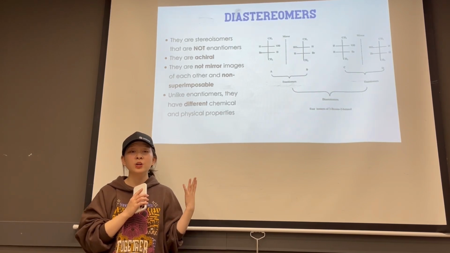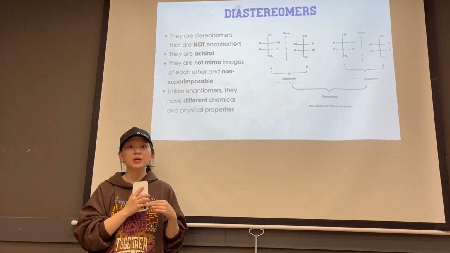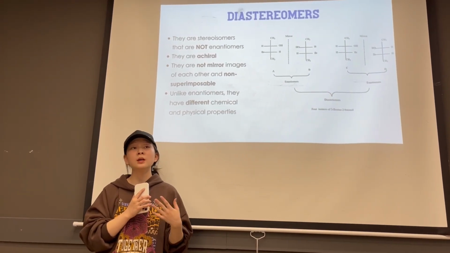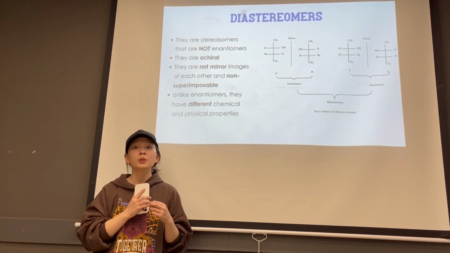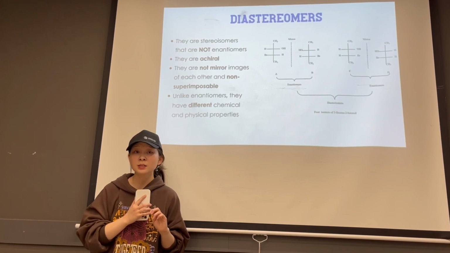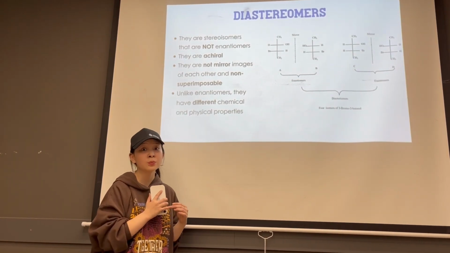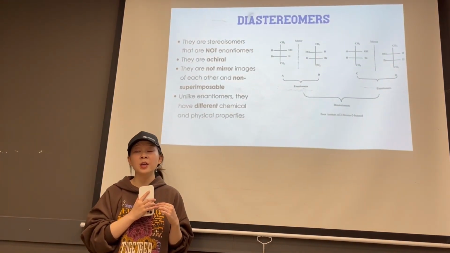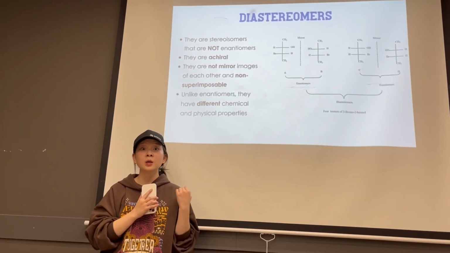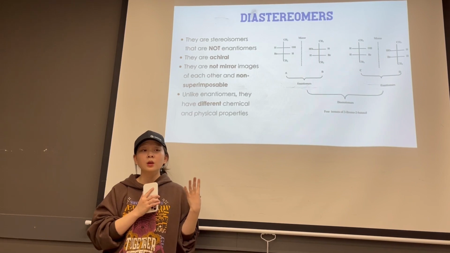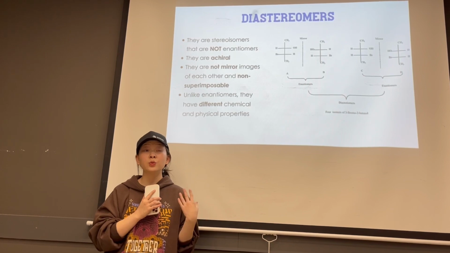Let's move on to diastereomers. They are not mirror images of each other, and also they are not superimposable. This means that they can have different spatial arrangements, and unlike enantiomers, they don't exhibit the same symmetry. Also, another difference is that while enantiomers differ only in optical activity, diastereomers can behave completely differently in reactions. They can also have different physical and chemical properties, such as melting points, boiling points, solubilities, or even reactivity.